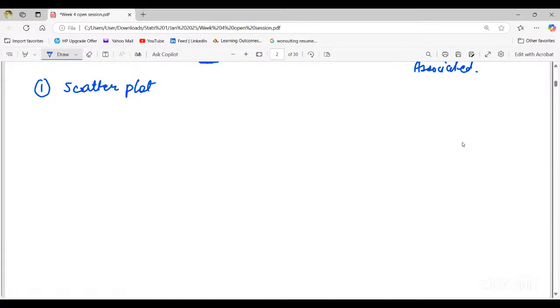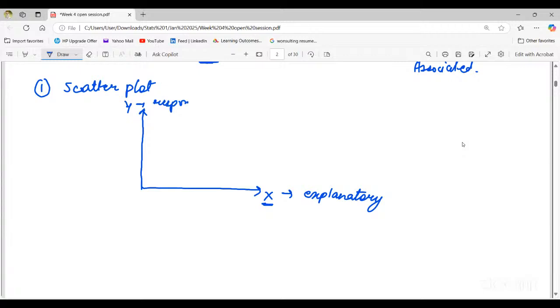So can anybody tell me what is a scatter plot? How do we draw it? It is like dots. So basically we have two axes. We have an x-axis and a y-axis. What is the x-axis? The x-axis displays the explanatory variable. And the y-axis, the response variable. Correct.